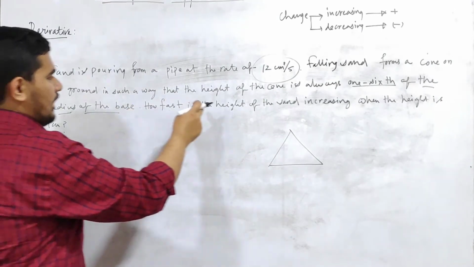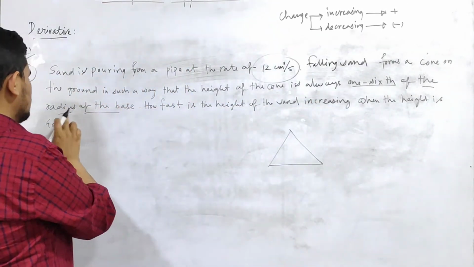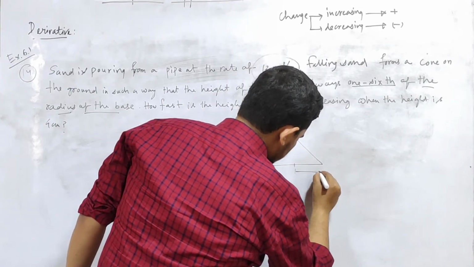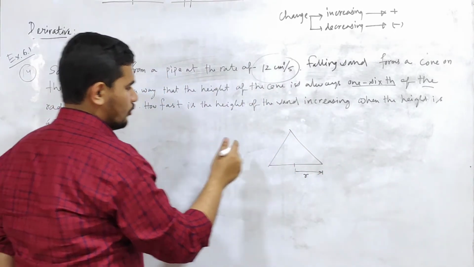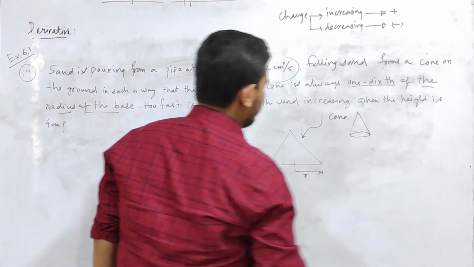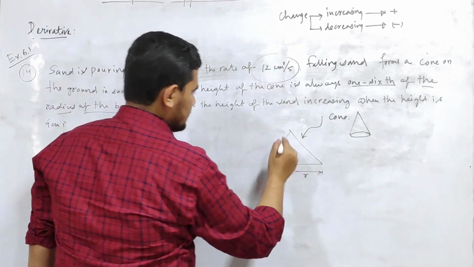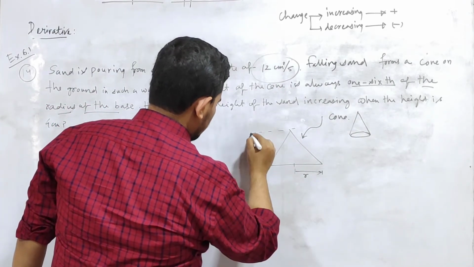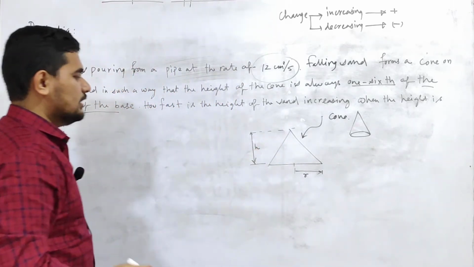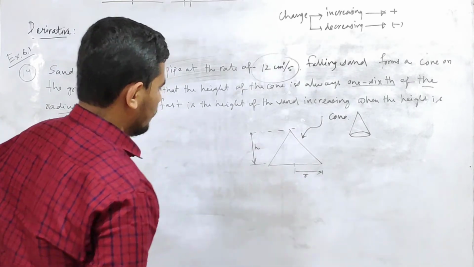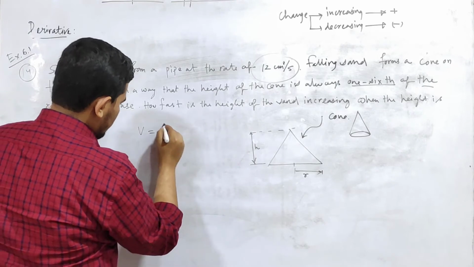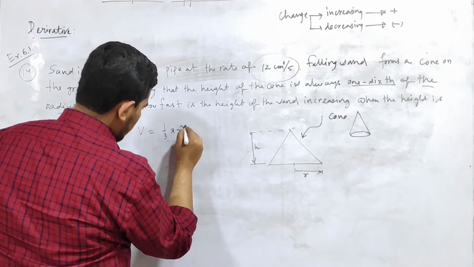Here it is given that the height of the cone is always 1/6 of the radius of the base. So this is the radius. This is not a triangle, this is a cone. So this is the radius of the base and this is the height. So from here we can write the volume of the cone as 1/3 pi r square h.